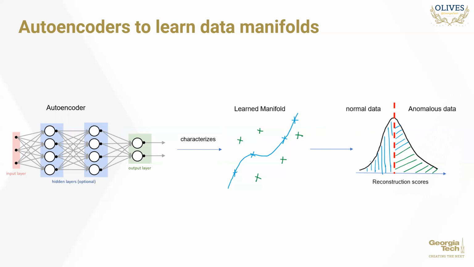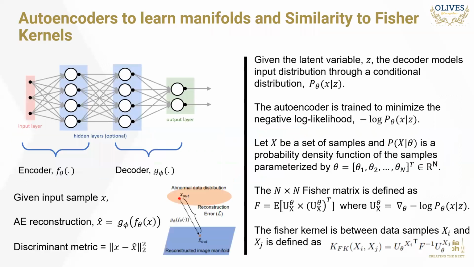If you have a sample that is closer to the input data manifold, that would lead to a lower reconstruction error from the autoencoder, compared to a sample that is further away from the input data manifold, which would lead to a higher reconstruction error for the autoencoder.